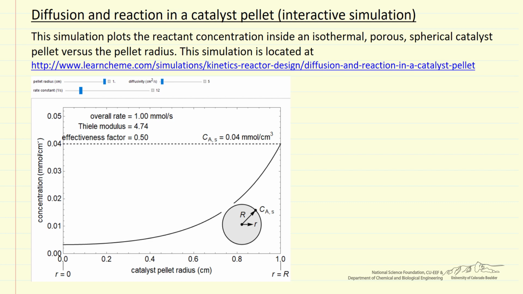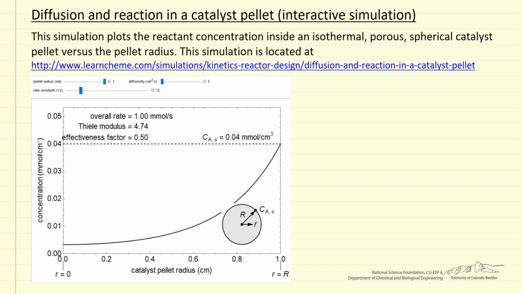I'm going to describe how to use an interactive simulation that models diffusion and reaction in a catalyst pellet. So the idea is that surrounding a pellet, we have a concentration of a gas-phase reactant, and this reactant diffuses into this porous pellet, and as it diffuses, it also reacts.